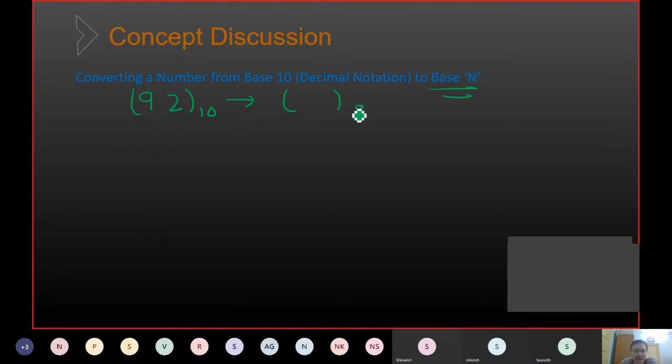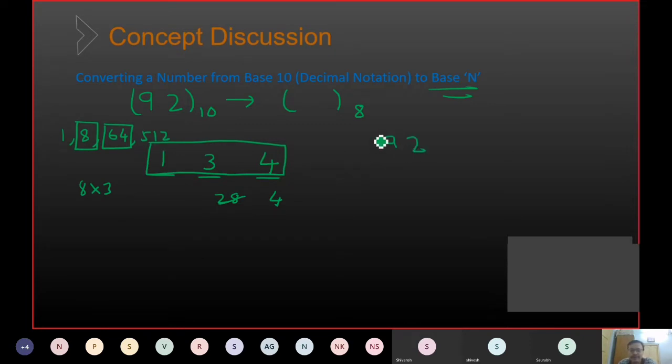That is, you look for which power of 8 is closest to 92. The powers of 8 are 1, 8, 64, 512 and so on. So which power of 8 is closest to 92? 64. So that is basically the third digit. So this digit will be 1. What is the remainder remaining? 28. Now 28 is less than 64, but it is more than 8. How many times 8 will divide 28? 8 into 3 is 24. So basically this digit will be 3. What will be the remainder? 4. So this 4 will go into the units digit.